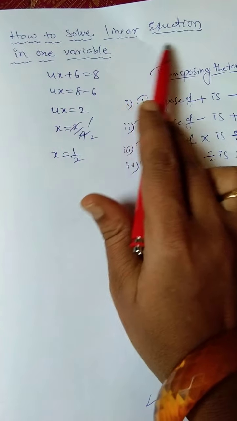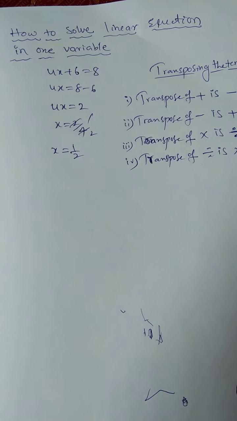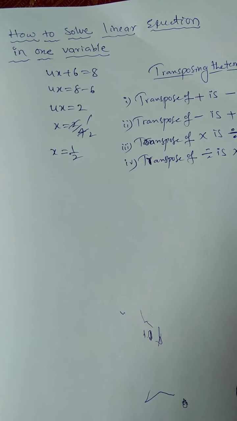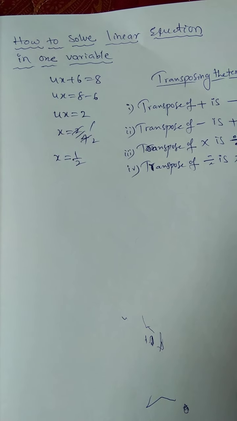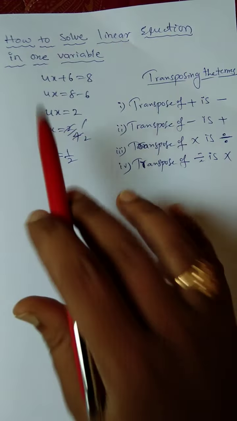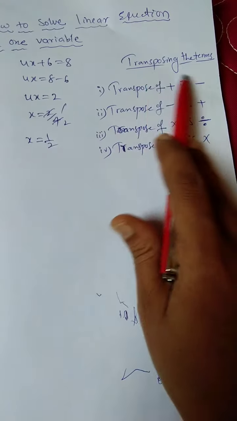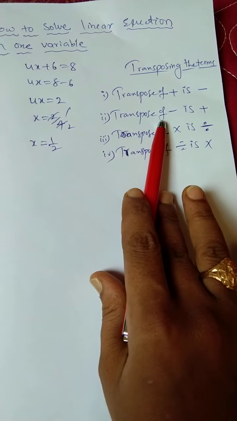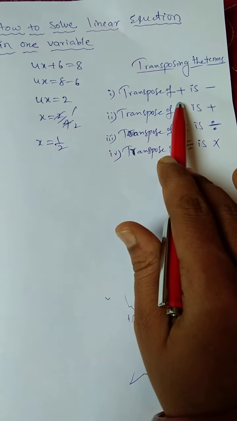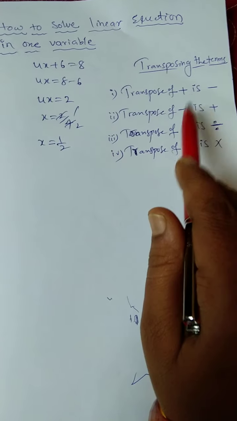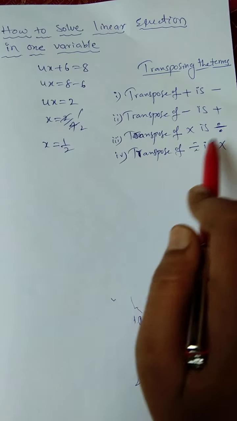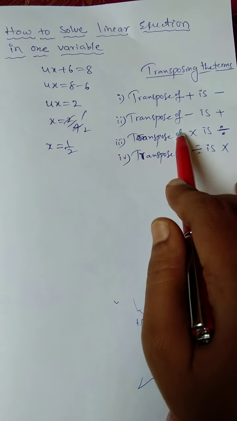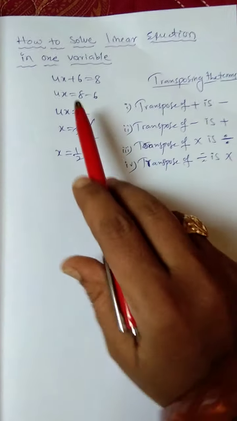Next, one more question: how to solve a linear equation in one variable. They will give one linear equation in one variable and ask how to solve it. While solving, these terms are very important. Transposing terms: transpose of addition is subtraction, transpose of subtraction is addition, transpose of multiplication is division, transpose of division is multiplication. These four are very important while solving a linear equation.